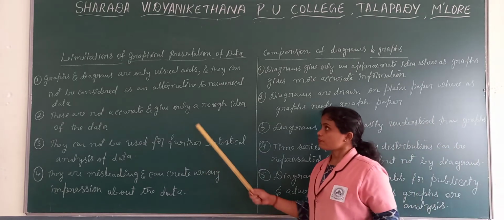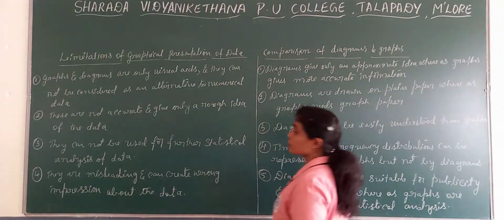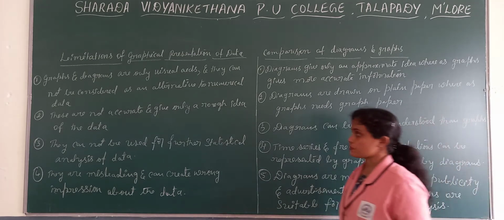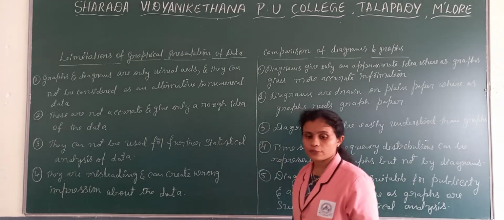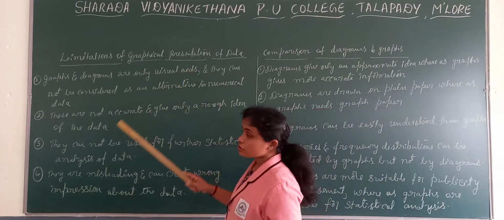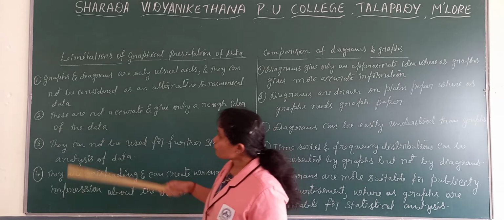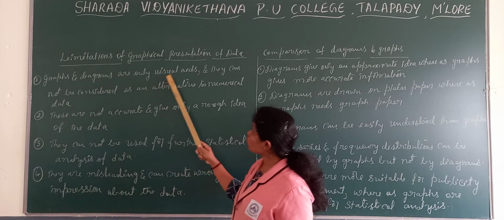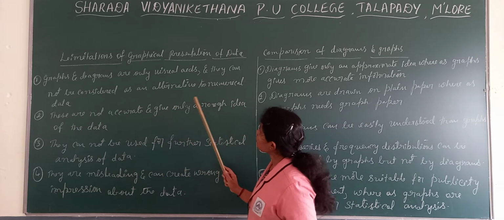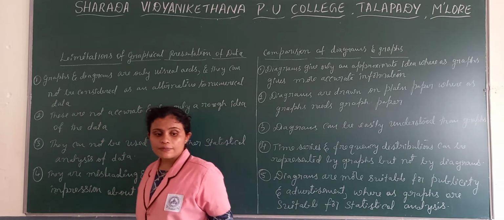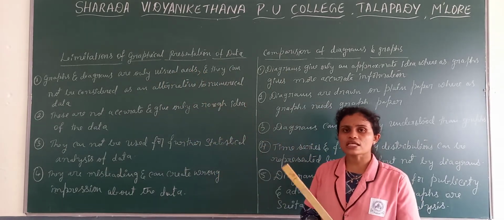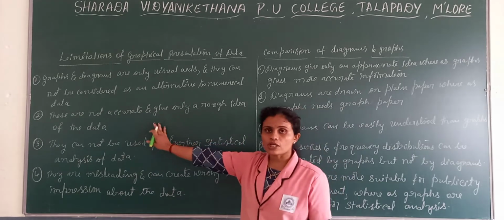Now we'll see the limitations of graphical presentation of data and comparison of diagrams and graphs. We have come to the end of this chapter, graphical presentation of data. What are the limitations of graphical presentation? The first one: graphs and diagrams are only visual aids and they cannot be considered as an alternative to numerical data. It's just a visual aid, which means we can see it but we cannot consider it an alternative to the numerical data.